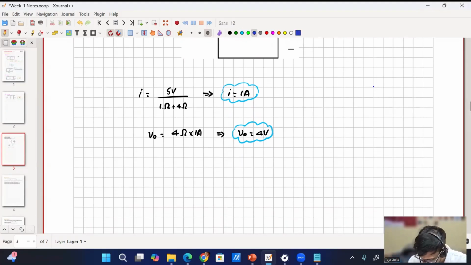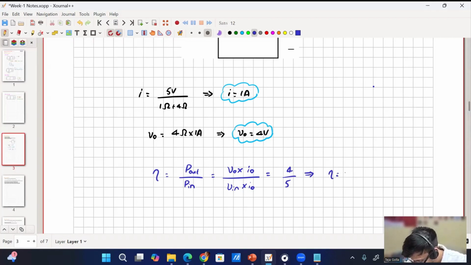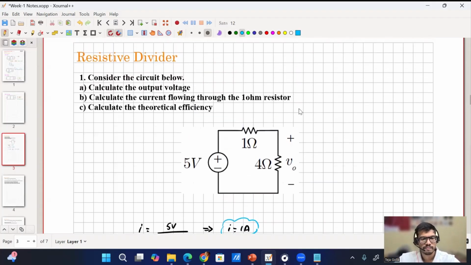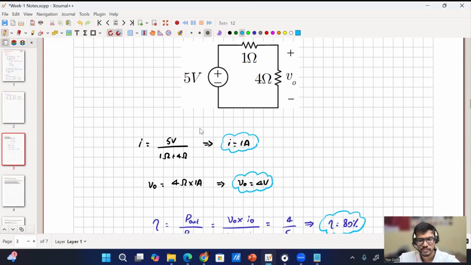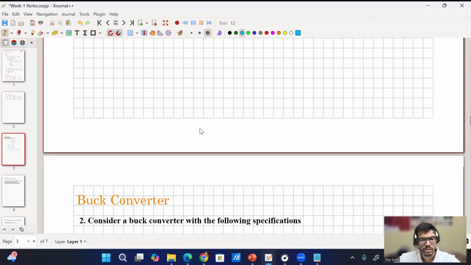Now, if we are talking about efficiency, it will be P out by P in. Power I can write as voltage times current, and since the current is the same, it will be the ratio of the voltages. So output voltage we are getting as 4 volt, input is given as 5. So efficiency will be 80%. I hope everyone is able to solve this. Okay, so can we move to the next question?